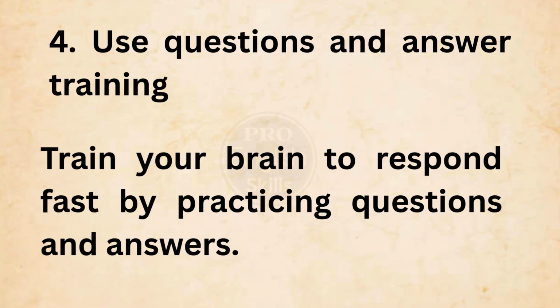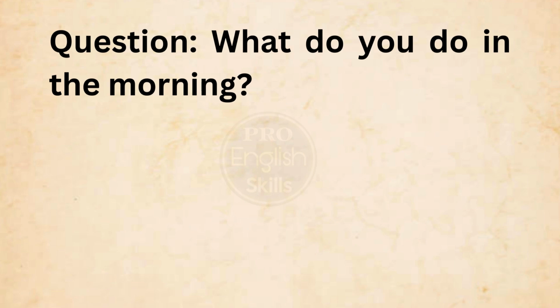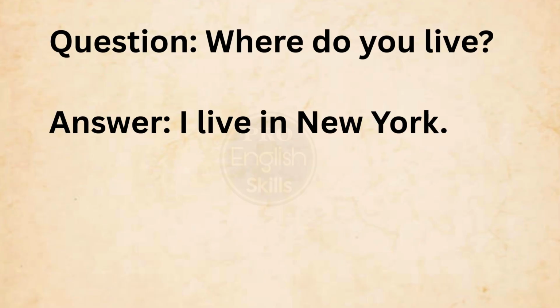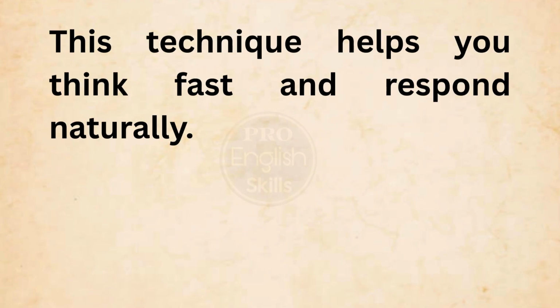4. Use question and answer training. Train your brain to respond fast by practicing questions and answers. Question: What do you do in the morning? Answer: I wake up and drink coffee. Question: Where do you live? Answer: I live in New York. This technique helps you think fast and respond naturally.